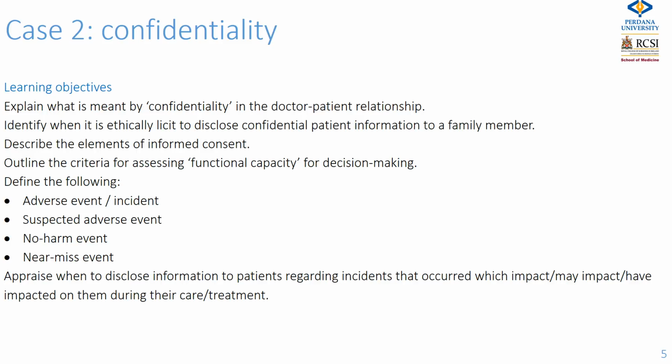You should be able to identify when it is ethically licit or acceptable to disclose confidential patient information to a family member. You should be able to describe the elements of informed consent. You should be able to outline the criteria for assessing functional capacity for decision making.